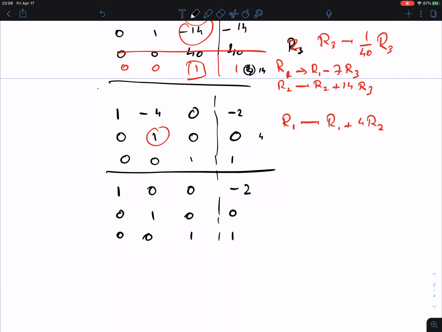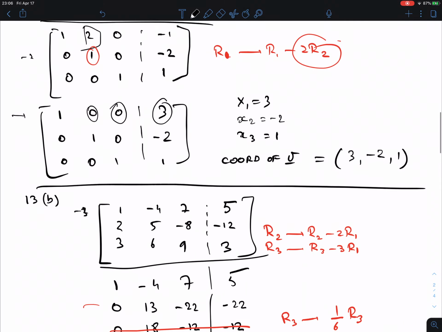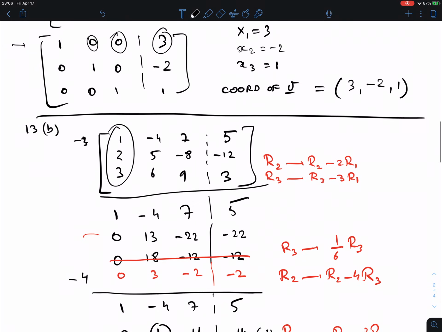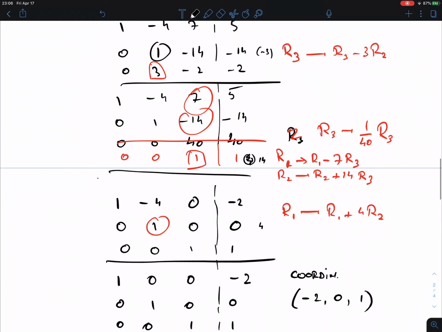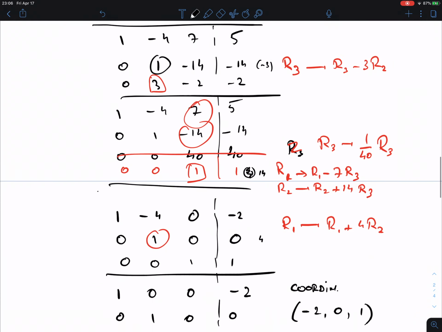And so what we get is, the solution, the coordinates, are just the last column, right? -2, 0, 1. And again, we could check this. If I do -2 times this one, plus, what was the other one? Plus 1 times this one, I get what I need. Okay, I'll leave it up to you to check that, okay?